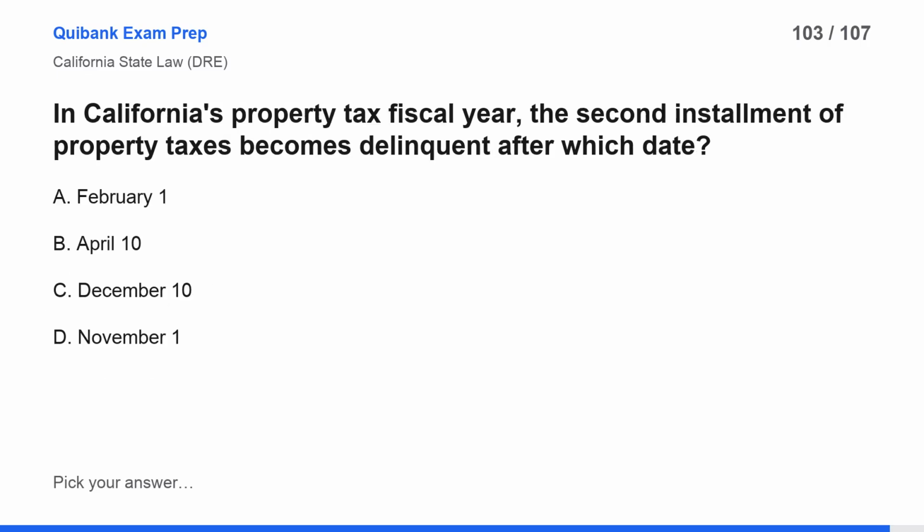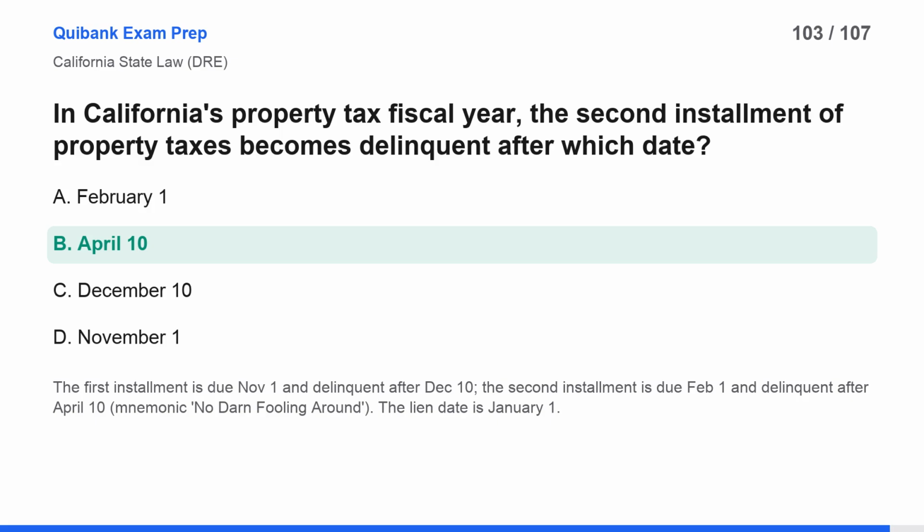Question 103. In California's property tax fiscal year, the second installment of property taxes becomes delinquent after which date? A. February 1. B. April 10. C. December 10. D. November 1. The answer is B, April 10.